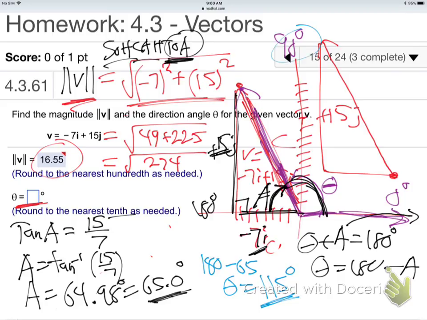So we said it was between 90 and 180, and it is. So that negative 7 doesn't... Excuse me. The negative 7 doesn't do anything? No. Well, yeah, good question. Yeah, the fact that it's negative there... Oh, it shouldn't matter because it's a vector.